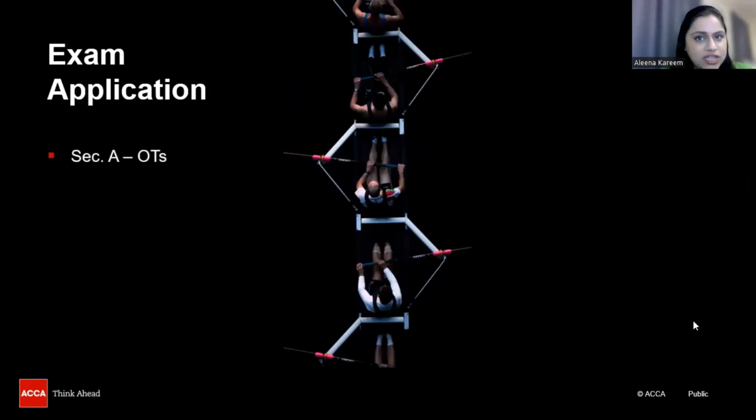It can come up in section A as an OT, a 2-mark OT. Multiple times it has been tested. The data is given and the examiner says calculate the value of NCI. Same is the case with OT cases.